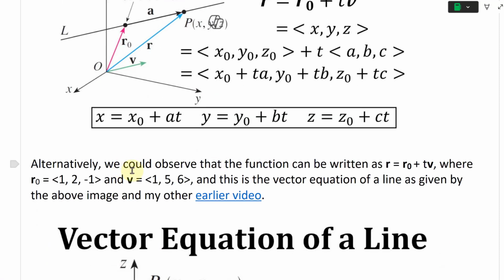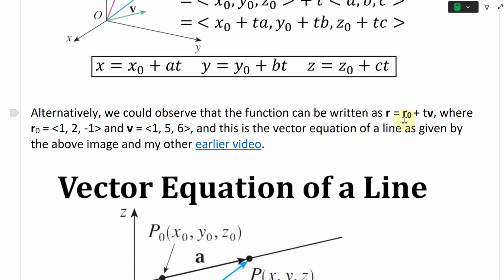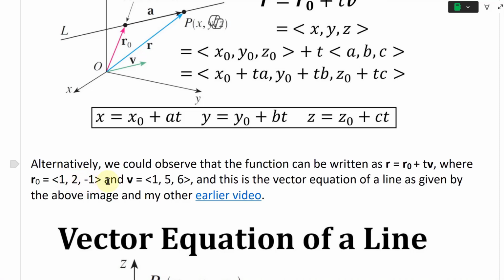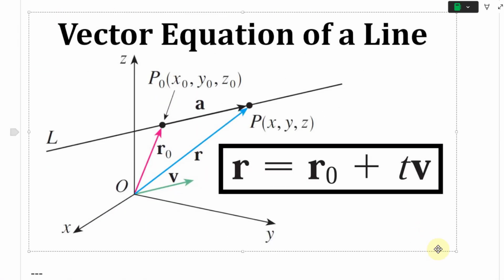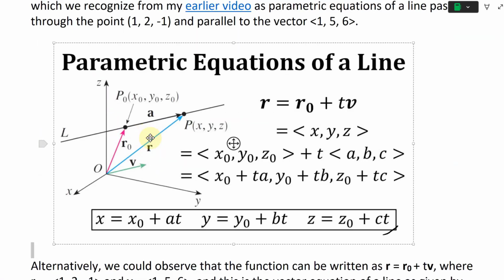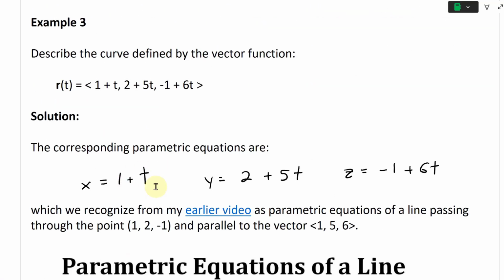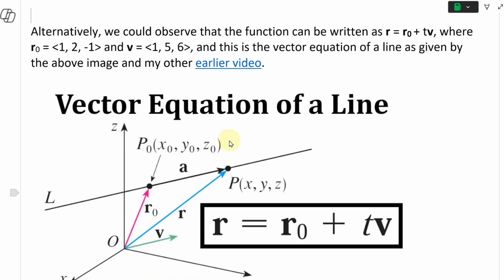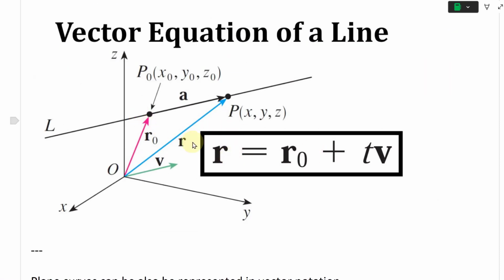Alternatively, we could observe that the function can be written as r equals r naught plus tv, where r naught is 1, 2, negative 1, and v is 1, 5, 6. This is a vector equation of a line, as given by the above image and my earlier video. They're all the same thing. You could write it as parametric equations like this, or just split it up into its components, a vector equation of a line: r equals r naught plus t times v, where t times v is whatever the parameter gives at that point. So anyways, that's all that is.